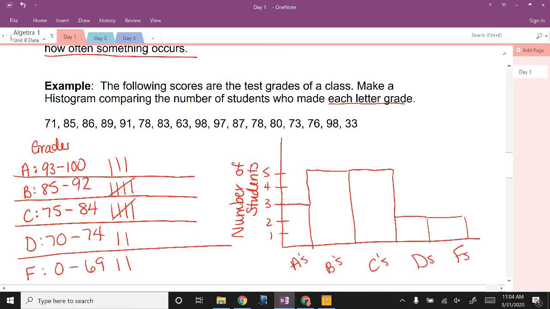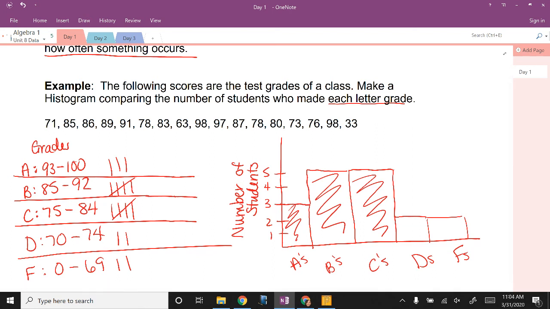Now we can talk a lot about the data. Could we say that the majority of the class made a C or better? Well, we can see over here that all these students made a C or better on their test. So that would be pretty good. We can say the majority of the class did well on the test compared to very few who didn't do so hot. You could also get an average from here.